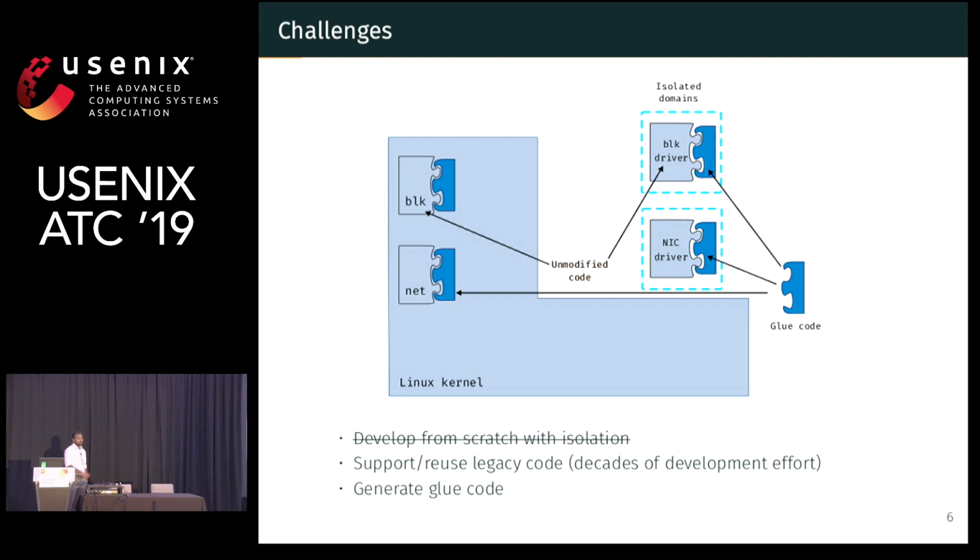First, one can argue that I don't need to have an isolation solution for a monolithic kernel. I can very well run a microkernel. Sure, you can run it, but there is a huge amount of development effort that has gone into the monolithic kernel over years. We have 3,000 plus drivers. We have numerous matured subsystems. We should be able to reuse that code. So in order to run isolated domains with unmodified code, that is to reuse and support legacy code, we need to generate glue code.